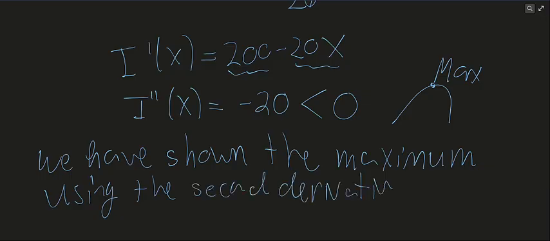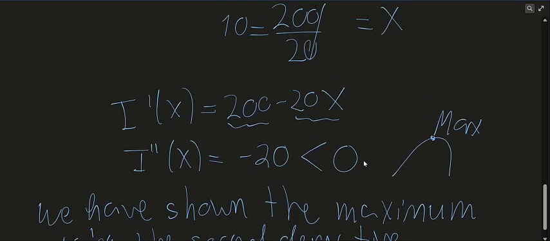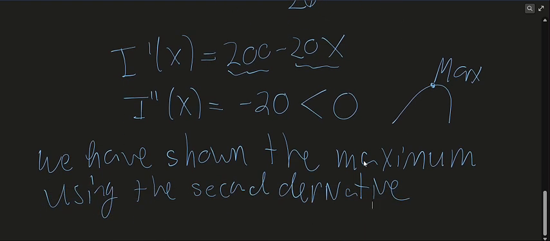Let me remind you, if the second derivative at a critical point is negative, the function is frowning and it has a max. If the second derivative is positive, the function is smiling and it has a minimum. In this case, mission accomplished. We have indeed shown that it's the max because the function is frowning and thus can only have a max.